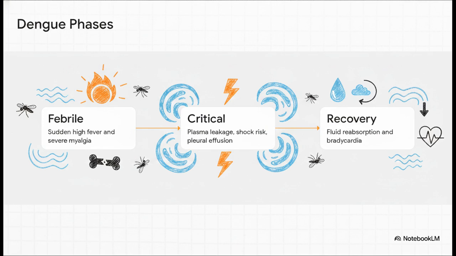But step 2 is where your corporate duty of care is really put to the test. The critical phase, which hits around days 3 to 5, can cause plasma leakage, meaning incredibly dangerous drops in blood pressure, and fluid literally filling the lungs. Finally, if managed well, the patient enters the recovery phase, which is often marked by a dramatically slowed heart rate. Understanding this timeline is absolutely essential for timing your medical evacuations.